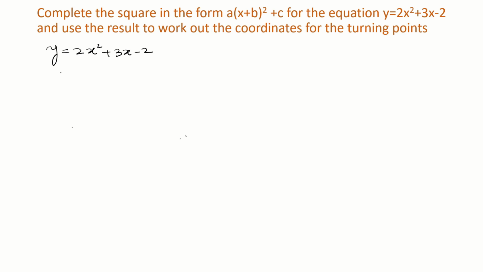So we need to factorize. We need to make this term 1. So what we can do, y equals, take the 2 outside, so 2 times x squared plus 3 by 2 x minus 1.